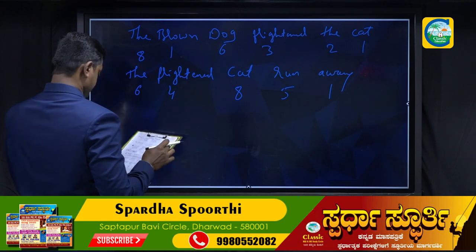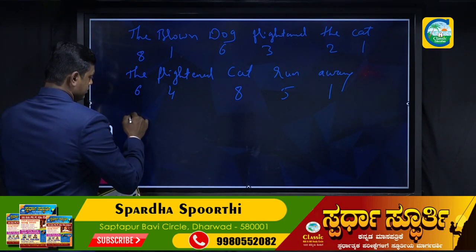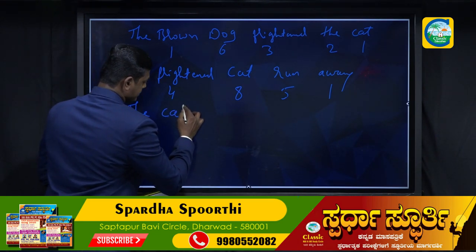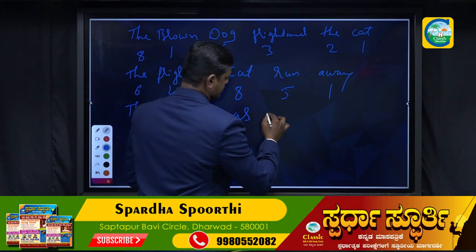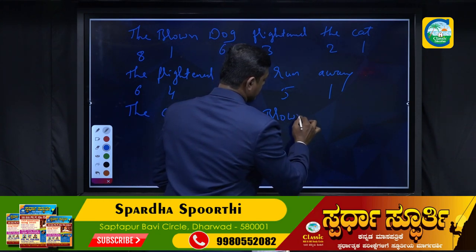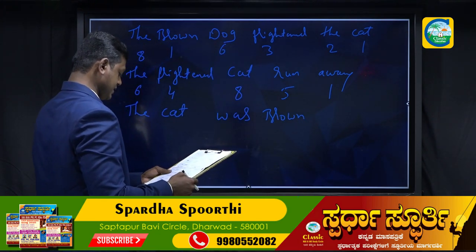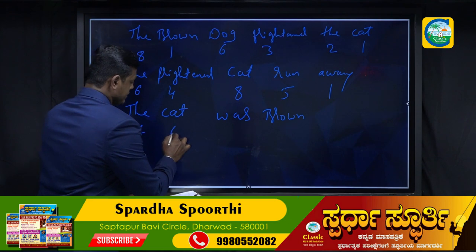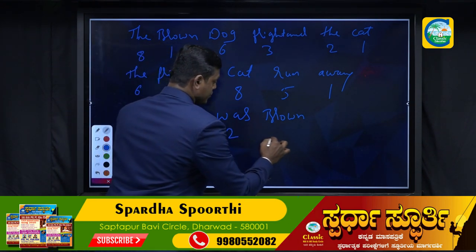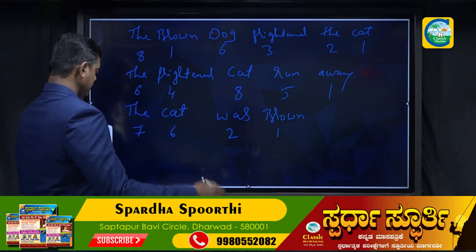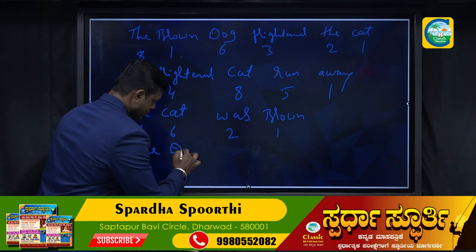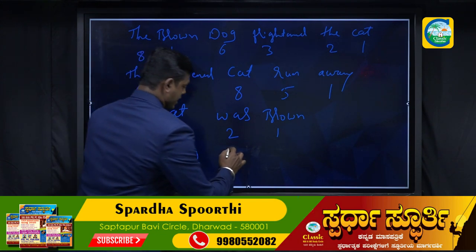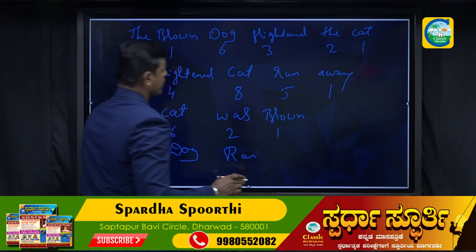Next, third sentence here. The cat was brown. The cat was brown is written as 7, 6, 2, 1. And the last one is the dog ran. The dog?